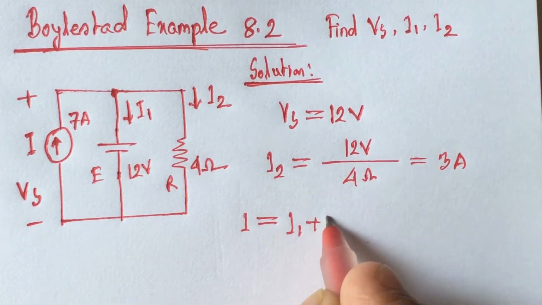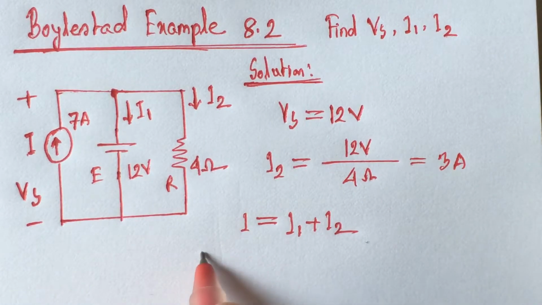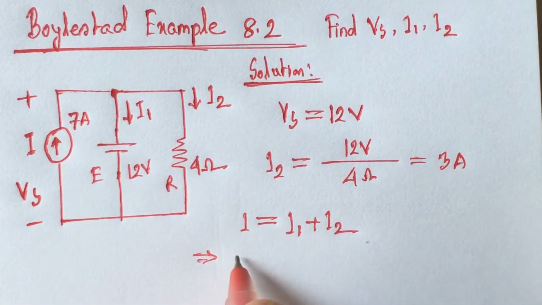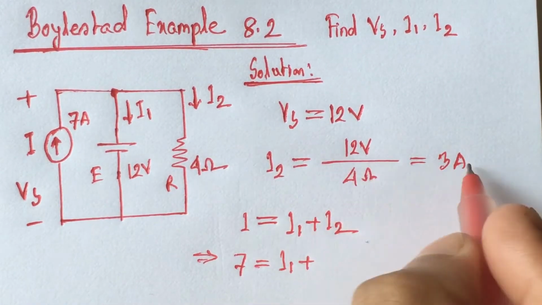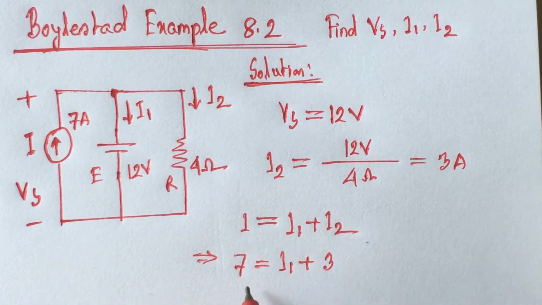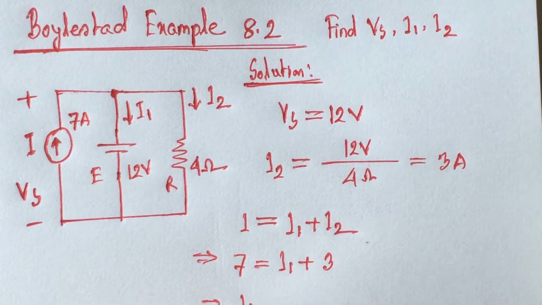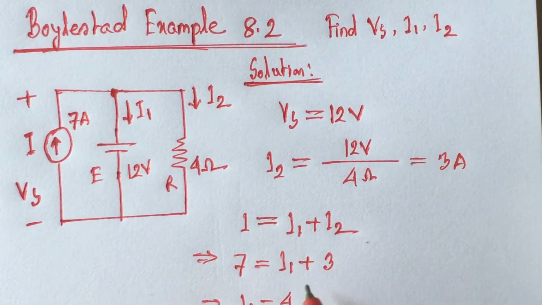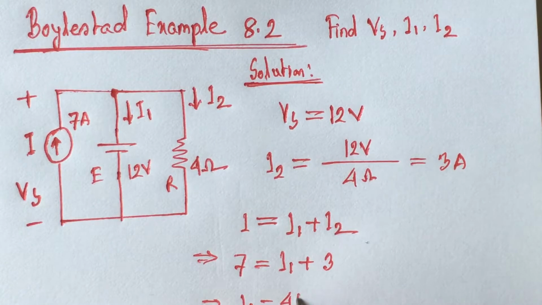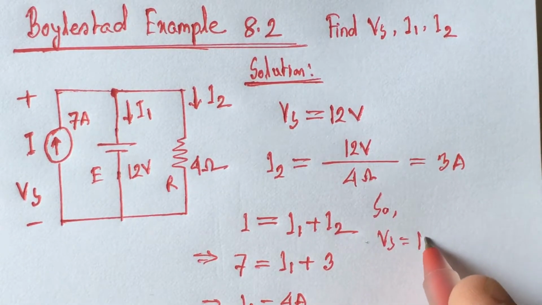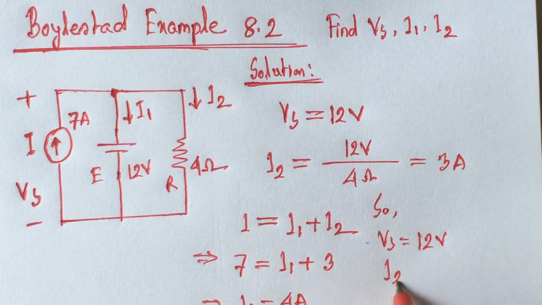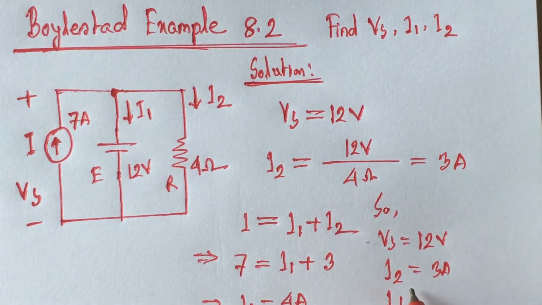So I is equal to I1 plus I2. Here we know that the value of I is 7 ampere, I1 is unknown, plus I2 is 3 ampere. So I1 is 4 ampere. So we get Vs is equal to 12 volt, I2 is equal to 3 ampere and I1 is equal to 4 ampere.